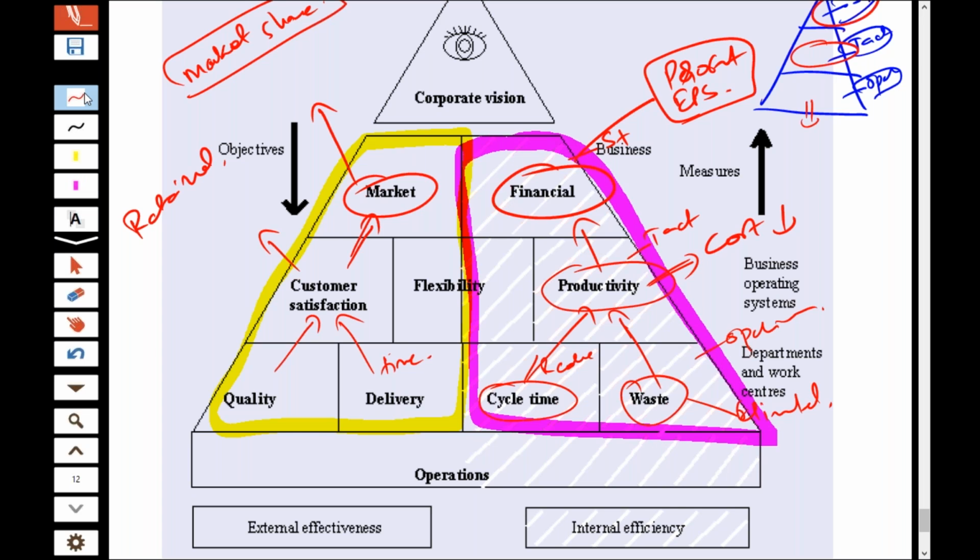Now, a very important thing. When we talk about the financial objective and the market objective, there comes something called flexibility. We have already studied flexibility: the responsiveness to change, the speed of delivery, and adaptability to change. So flexibility needs to be available on both sides, whether on the productivity side or on the customer side. Now, if an organization is able to achieve this, that means they've achieved external effectiveness. If the organization is able to achieve this, that means they've achieved internal efficiency. So external effectiveness plus internal efficiency would lead to achievement of the vision.